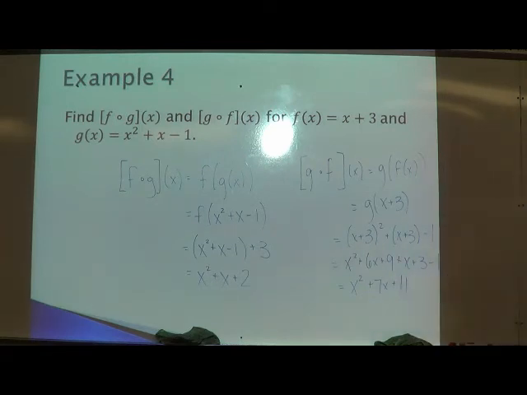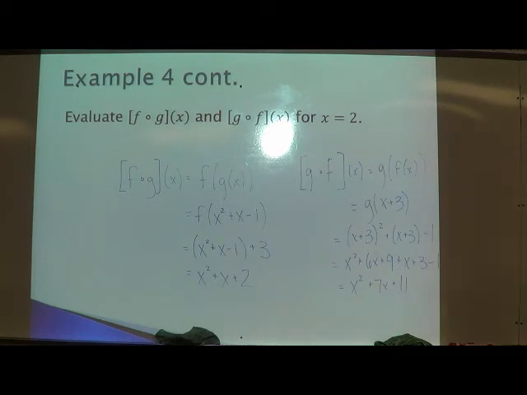Notice they do not give you the same answers. Each of these are going to give you separate answers. So you can't just say, oh, well, what I got one way is what I'm going to get the other way. They are two separate things.